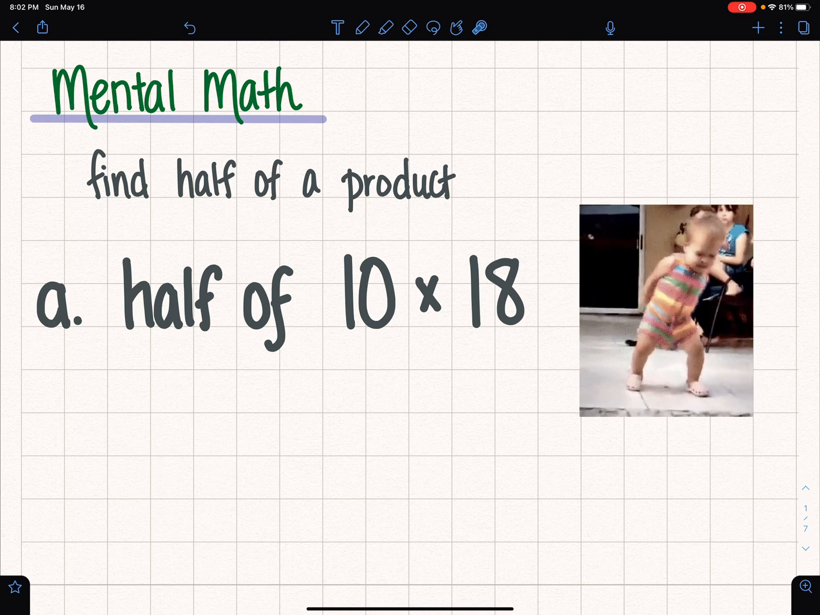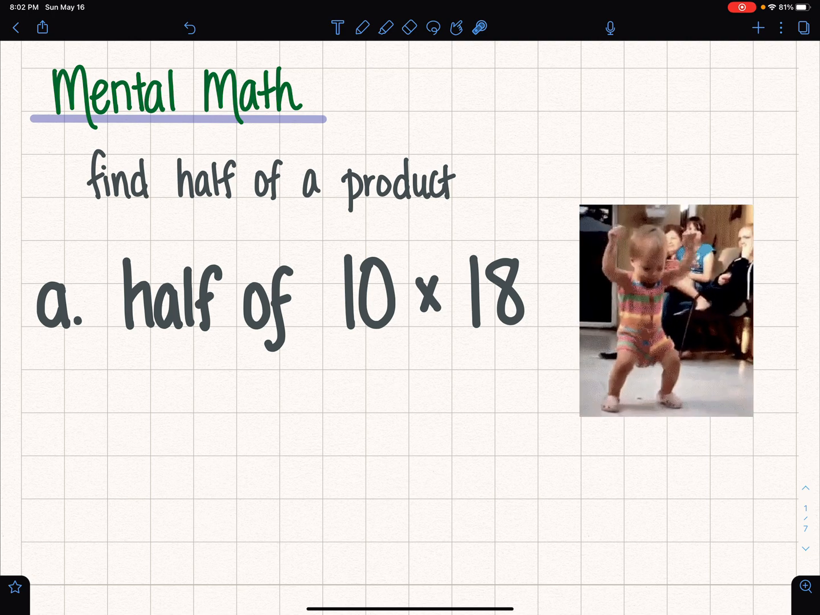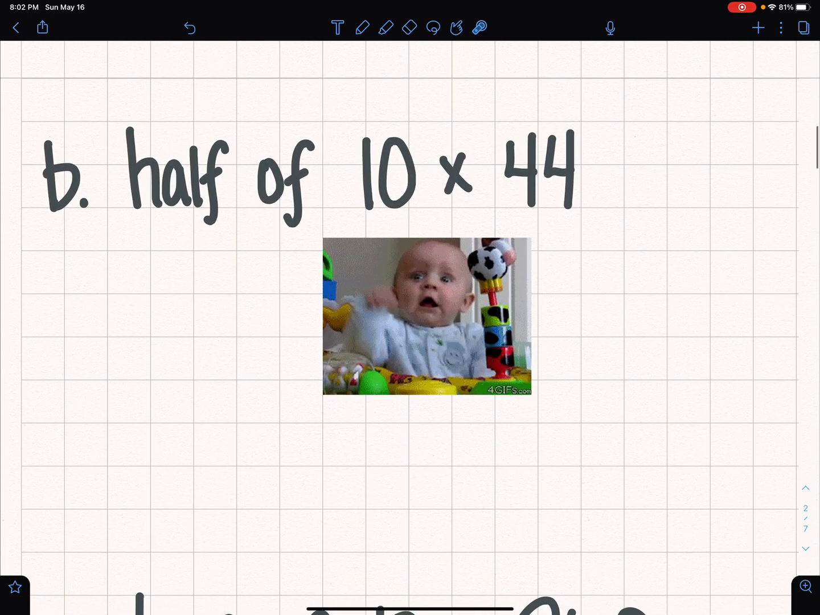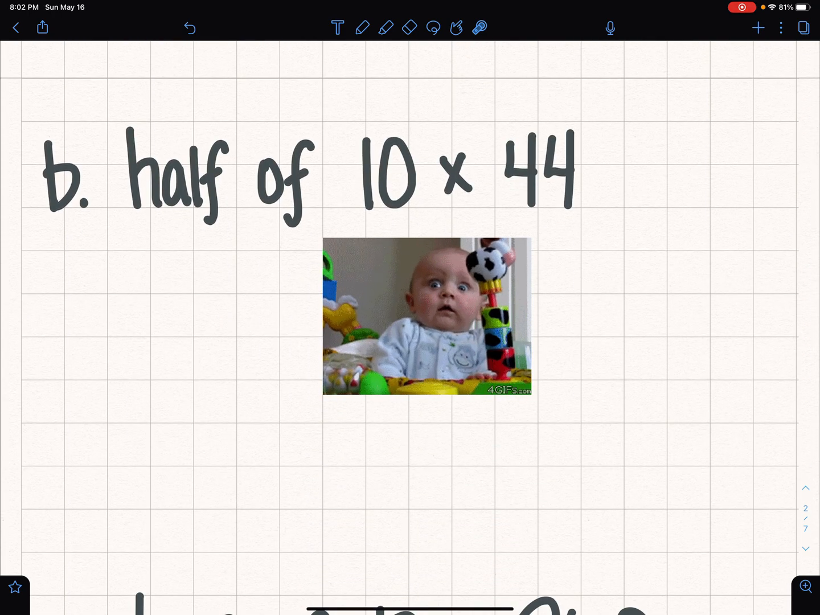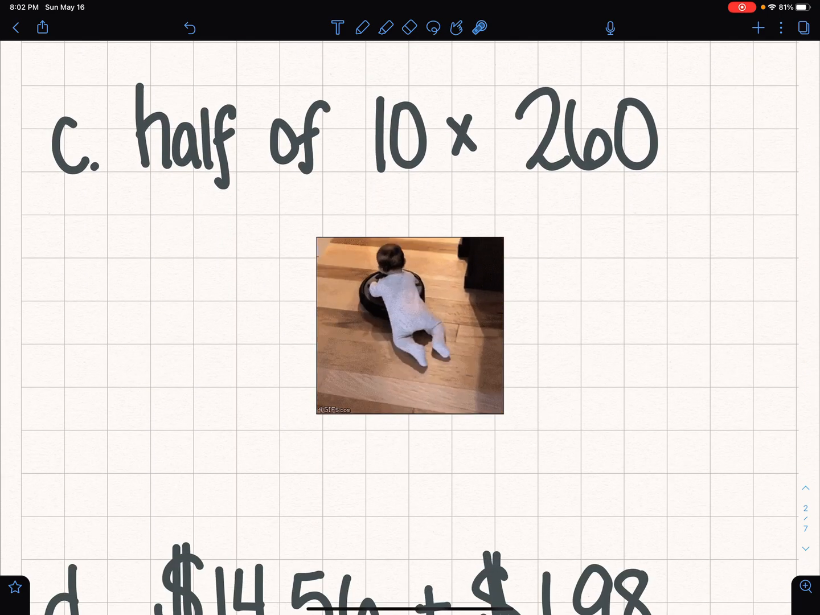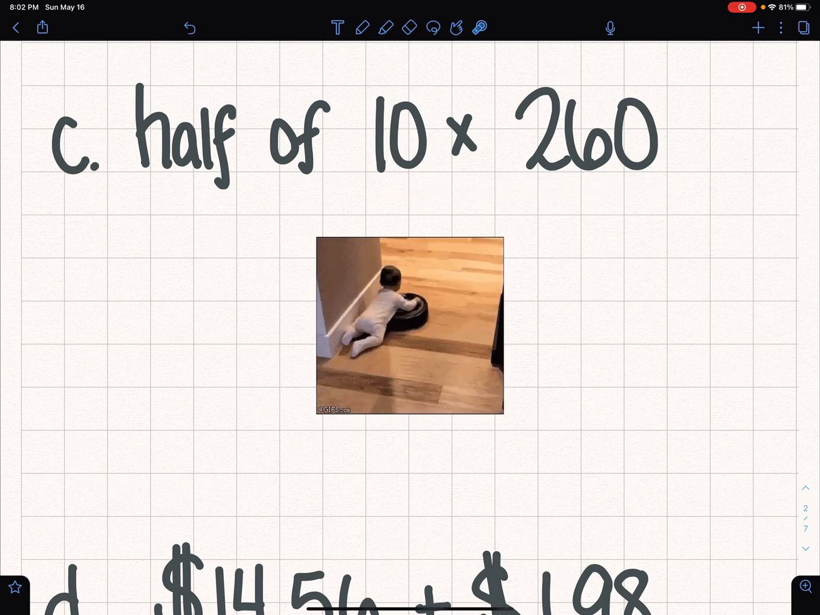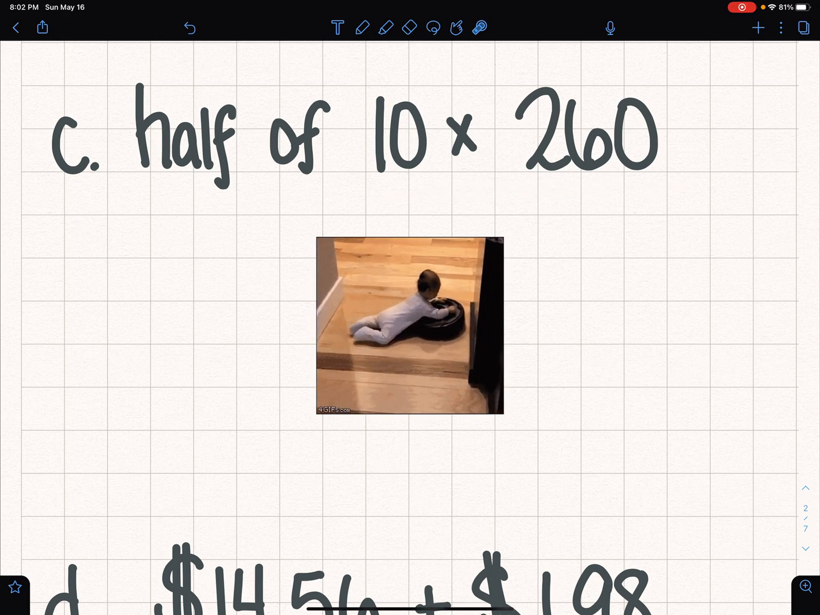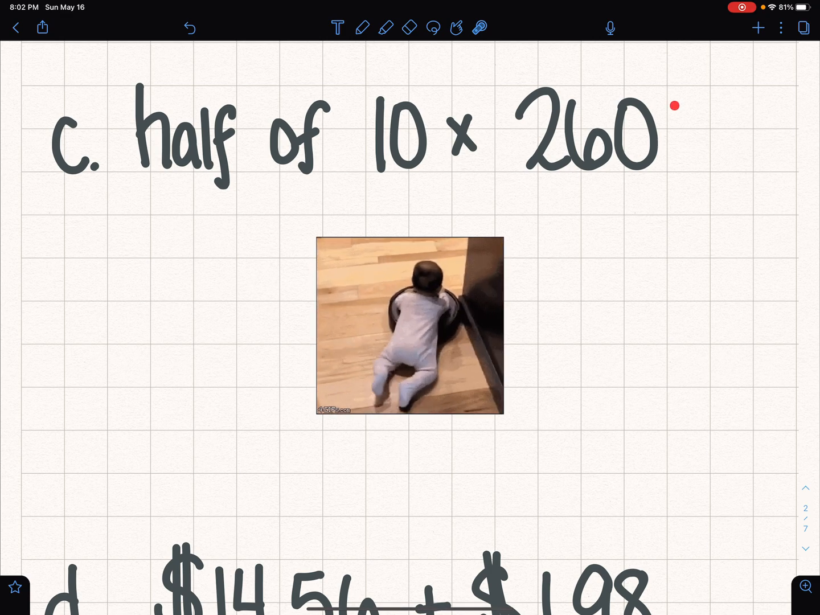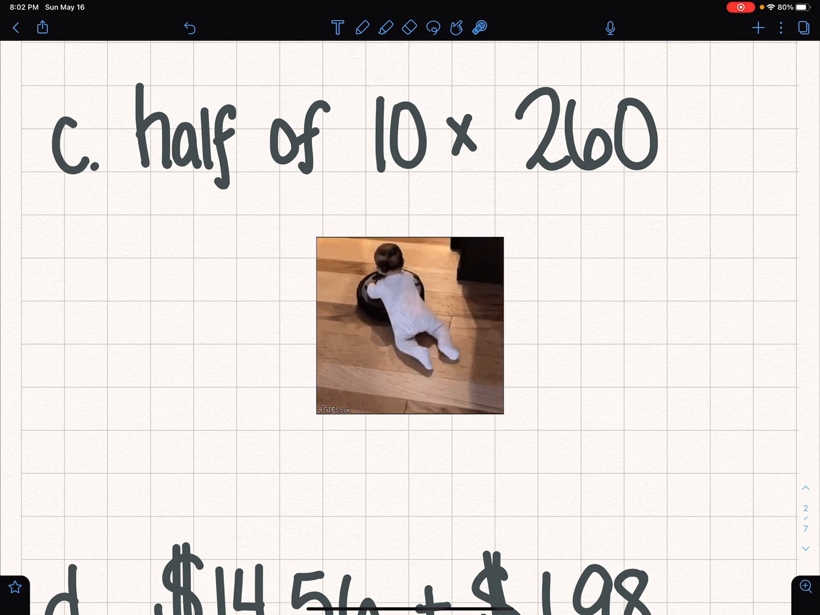All right, and I'm showing you a lot of baby pictures today because you are going to be Uncle Danny pretty soon, huh? All right, let's do B. We are going to do half of 10 times 44. Write your answer. Okay, now we're going to do half of 10 times 260. Ooh. Remember, when you do 10 times, you just add a 0 to it. That baby looks like he's having fun with that vacuum, huh?